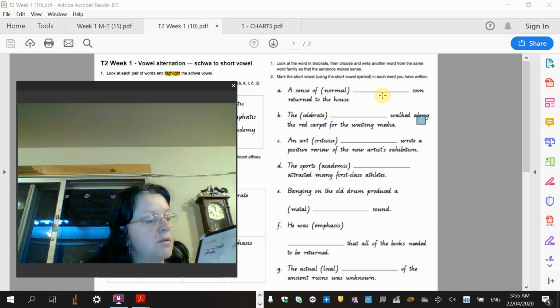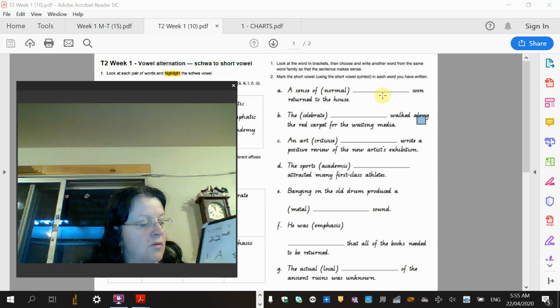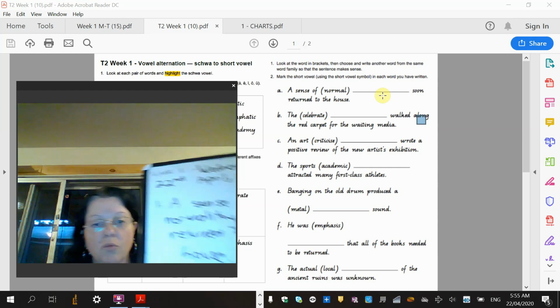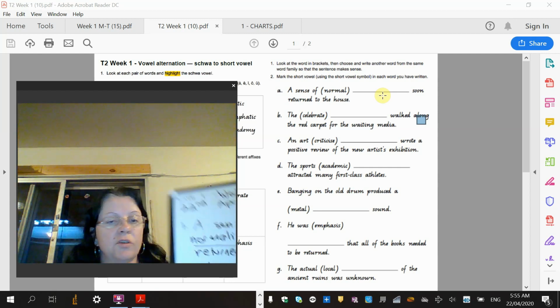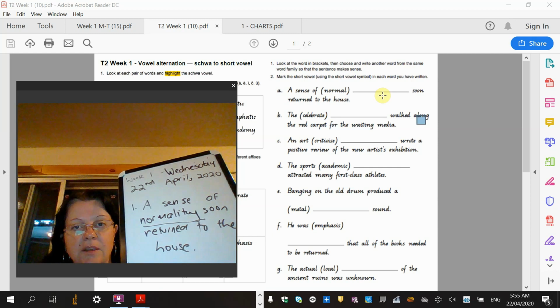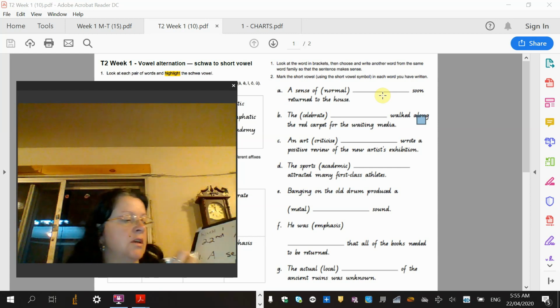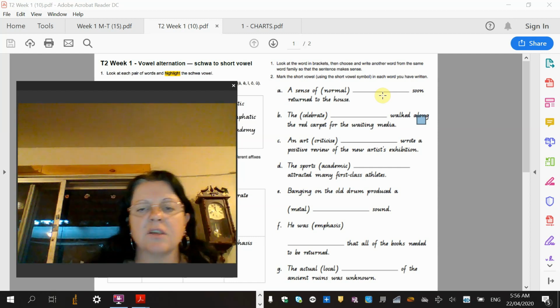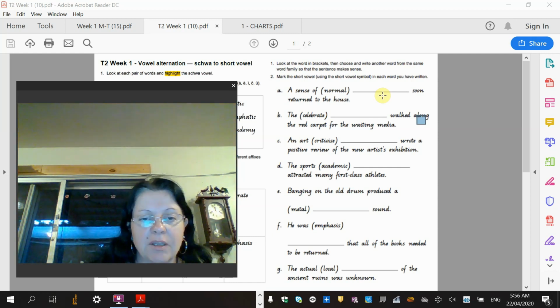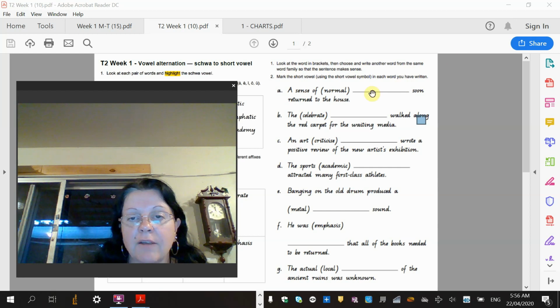Soon returned to the house. So I want you to write the full sentence like that in your book if you're using your book, and just underline the word that you chose, normality. And the root word is normal, and I just want you to put brackets around normal. If you've already done this, please don't worry about doing it like this. I'm happy that you've done it and sent it in. I know a lot of you have.